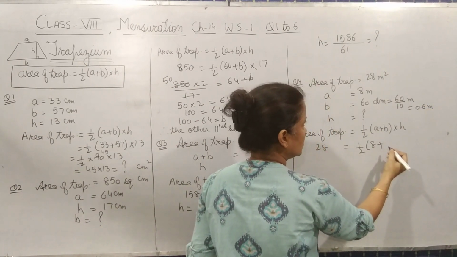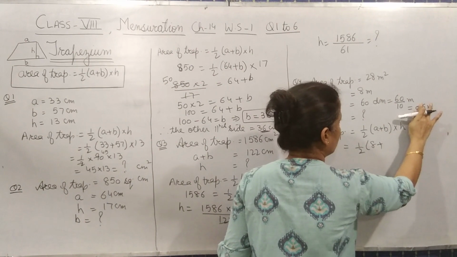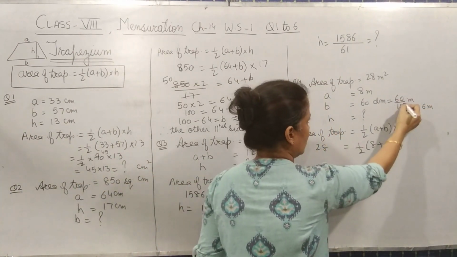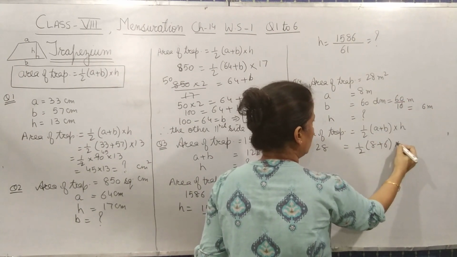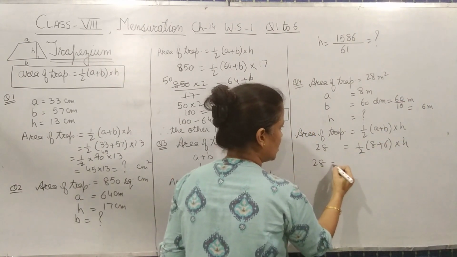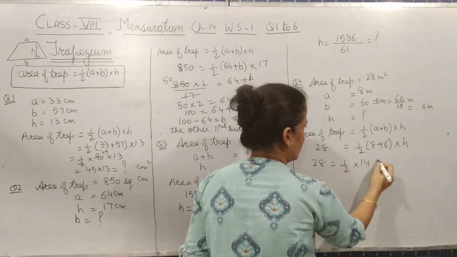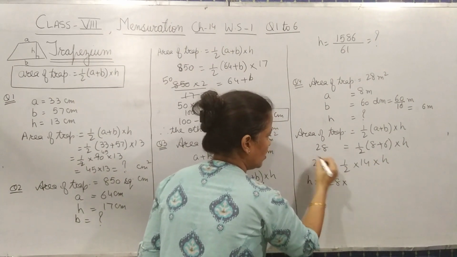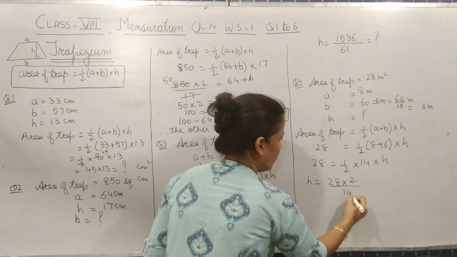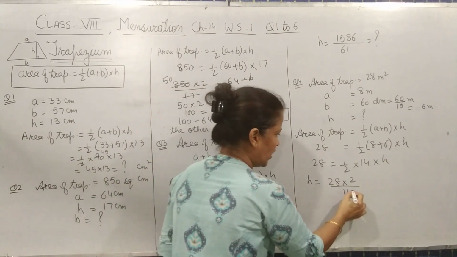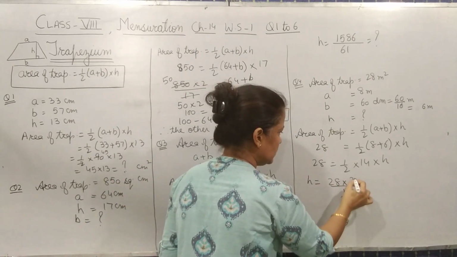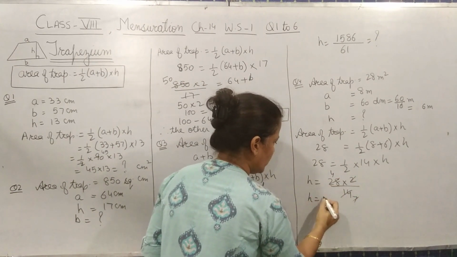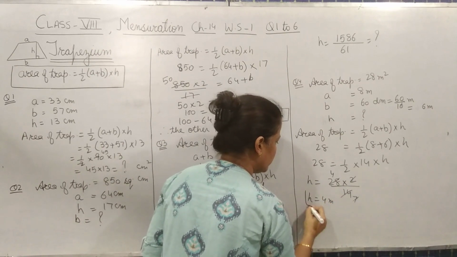So, sorry, 6 meter also. So this 6 will cancel. So 6 into H. So 28 equals half, 14 into H, cross multiply, 28 multiply 2 upon 14. Okay, now cancel it. You will get 7 and 4. So H you will get as 4 meter.